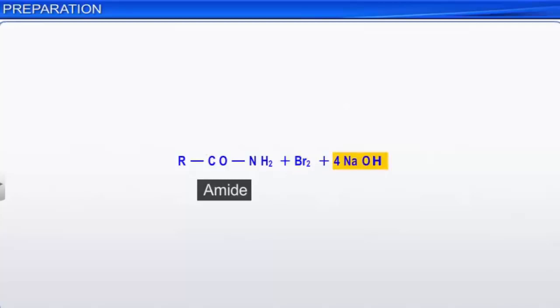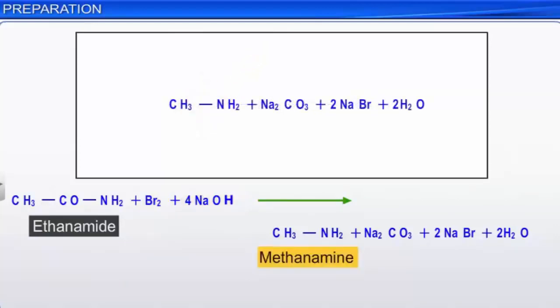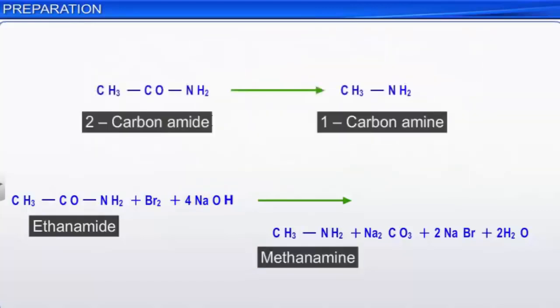For example, ethanamide on treatment with bromine in the presence of sodium hydroxide gives methanamine. Note that in this reaction, the resultant amine formed has one carbon atom less than the parent amide. Hence, this reaction is used to step down the carbon chain. Let us look at the mechanism of the reaction.